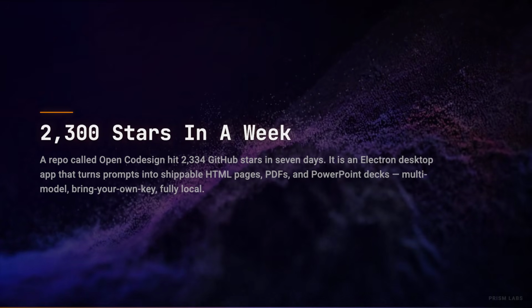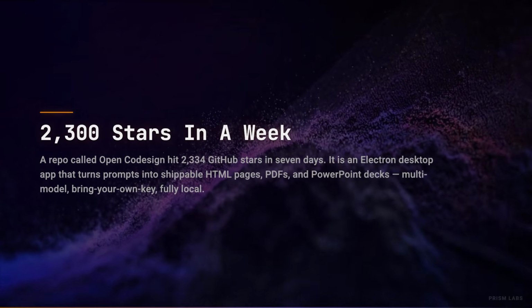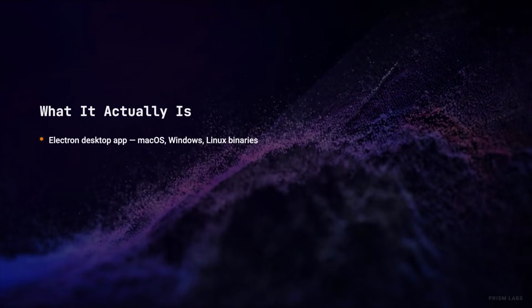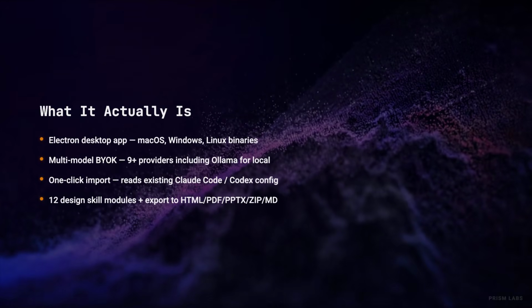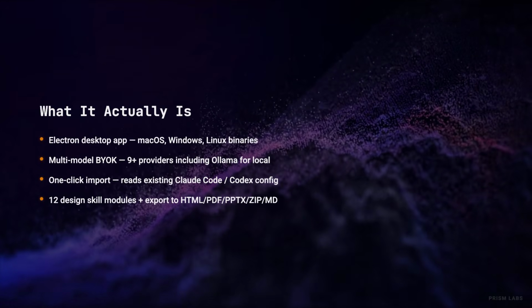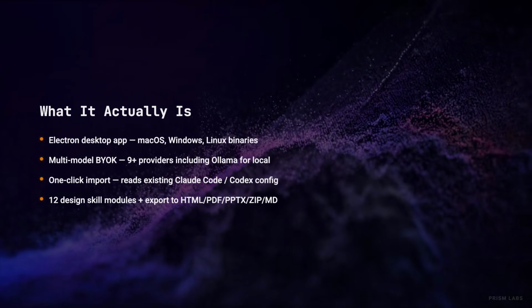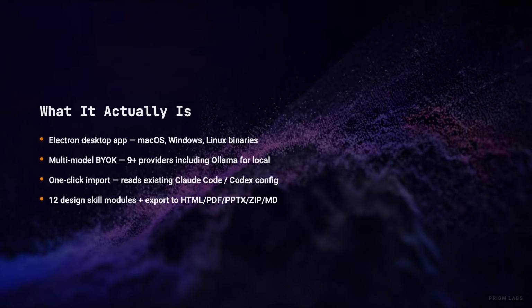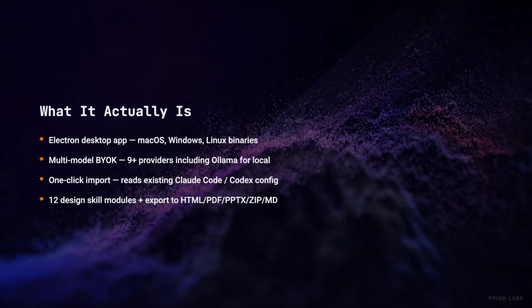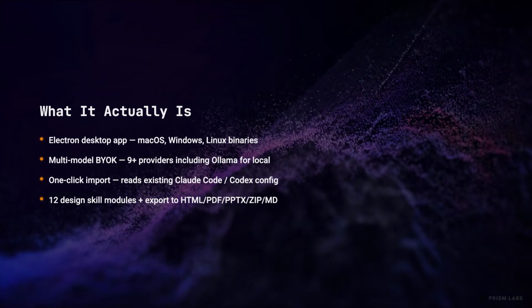Let's break down what it does, why it is trending, and what to know before you install a 1-week-old desktop app. Open Codesign is a desktop app, Electron-based, ships .dmg for macOS, .exe for Windows, AppImage and Deb and RPM for Linux. You install it, you bring an API key for whichever model you want to use, Anthropic, OpenAI, Gemini, DeepSeek, Kimi, GLM, Ollama, OpenRouter, or any OpenAI-compatible endpoint.